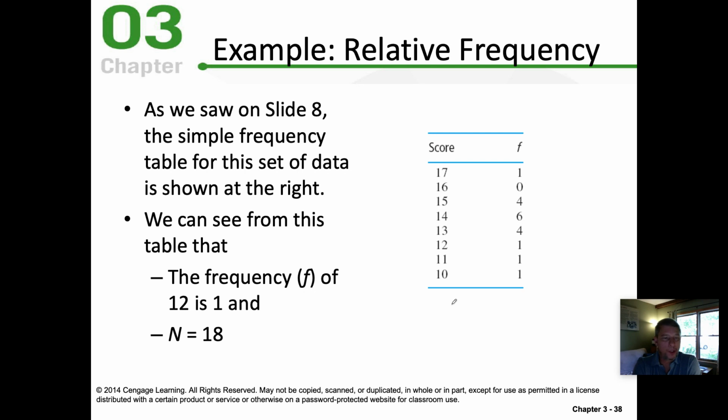Just a quick question. We can see from this table that the frequency of the score 12, so here's 12, is 1. And we know that the total number here is 18, because 1 plus 0 is 1, plus 4 is 5, plus 6 is 11, 15, 16, 17, 18. So n equals 18. That's easy peasy, simply determining frequencies and the value of n.